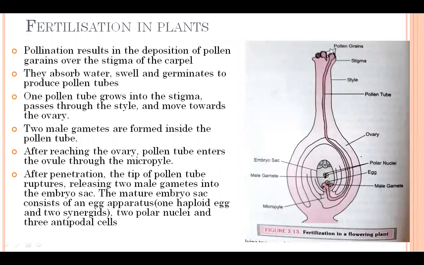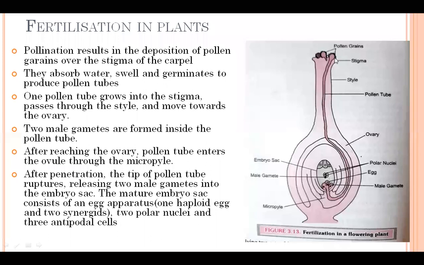Now you know that pollen grains which land on the stigma have to reach the female egg cell, because this pollen grain is the source of the male gamete. अब male gamete कहाँ पे बन रहा है? Now see, when pollen grain lands on the stigma, what happens? They absorb water, swell and germinate to produce pollen tubes. अब जब pollen grains land हो जाते हैं stigma पर, one of the pollen grains, वो water absorb करता है stigma से and it swells in size and it germinates one pollen tube. This is called pollen tube, which is coming down.